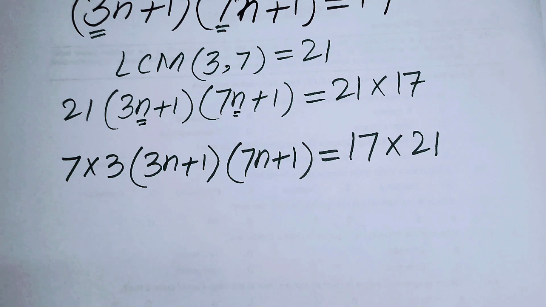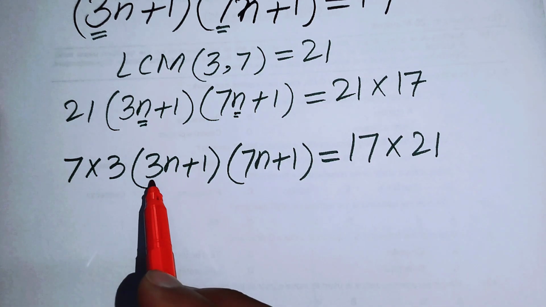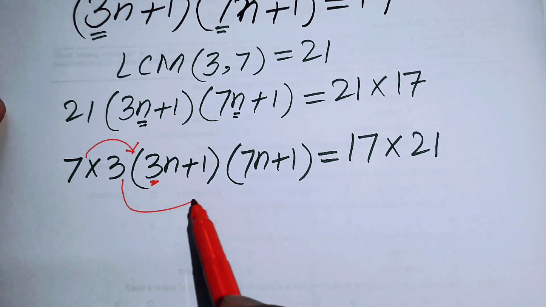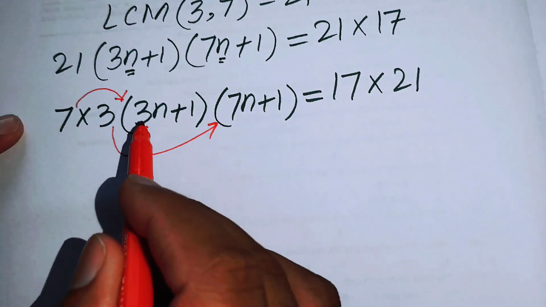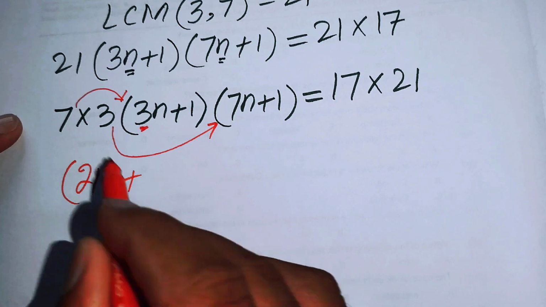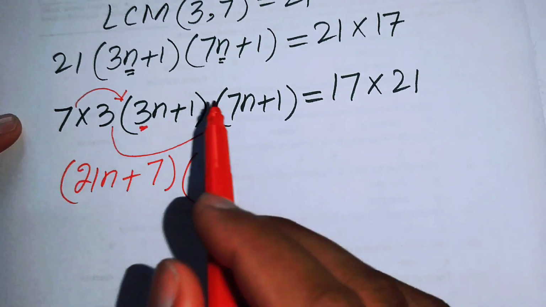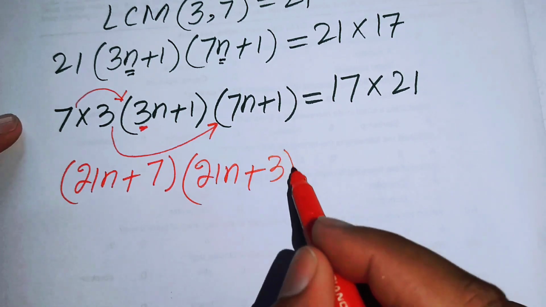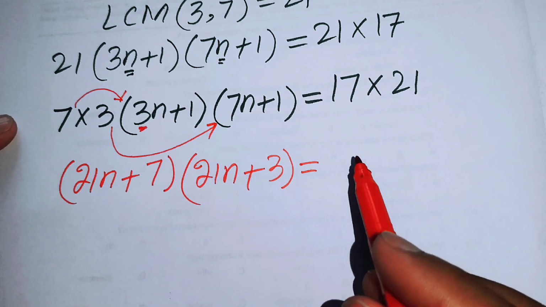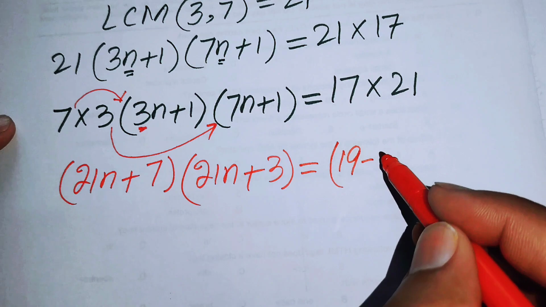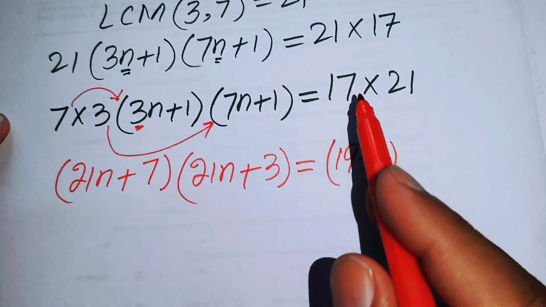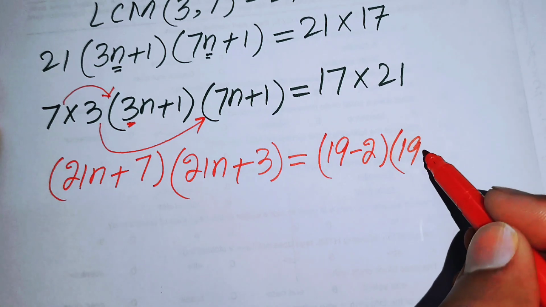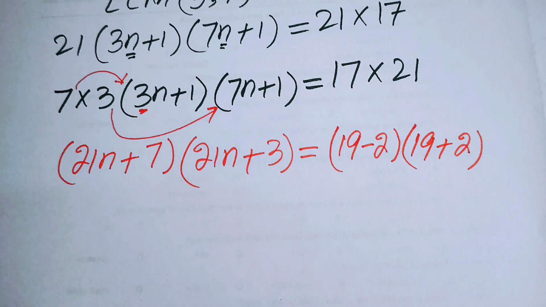Now in the next step we will multiply by the number which gives this 21, so that here you have 7. So we can multiply the 7 on the first factor and 3 on the second factor, so you get 7 times 3 is 21n plus 7 times 1 is 7. Similarly 3 times 7n is 21n and plus 3 times 1 is 3, is equal to 17, and we will write it as 19 minus 2, because 19 minus 2 is 17. Similarly you have 21, and we will write this 21 as 19 plus 2, because 19 plus 2 is 21.